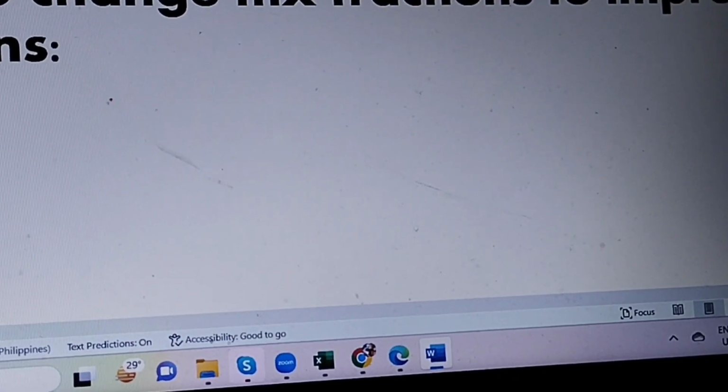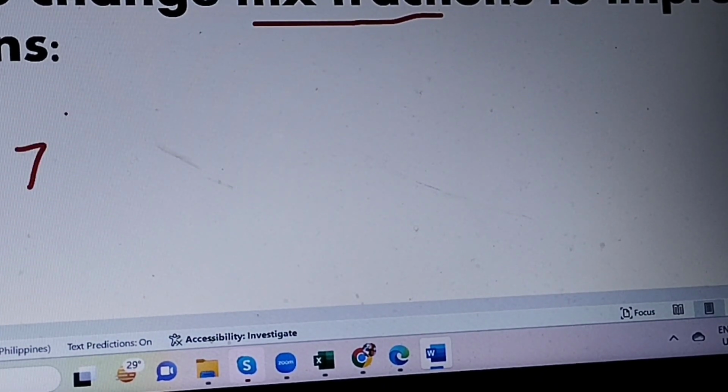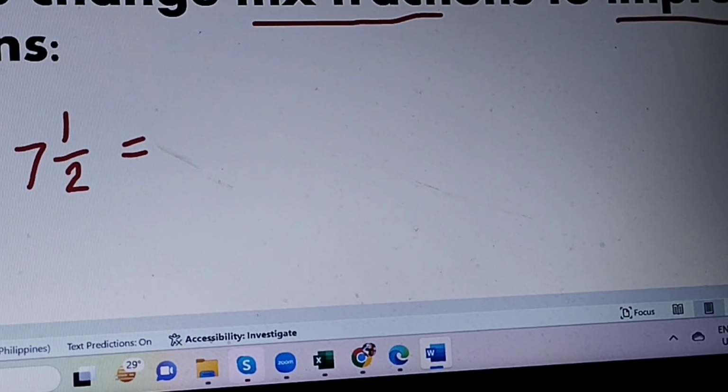So I gave you one example, and I'll be giving you another one. Change mixed fractions to improper fractions. A mixed fraction is a combination of a whole number and a fraction, let's say 7 and 1/2. And we are changing this to an improper fraction, wherein the numerator is bigger than the denominator. Same process. We multiply 7 times 2, that's 14. Plus 1, you just add 1. So 7 times 2, that's 14, plus 1, that's 15.